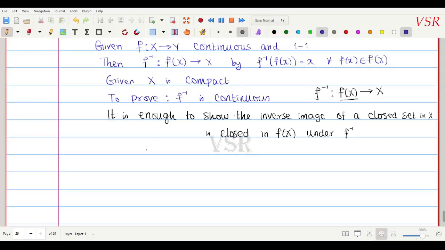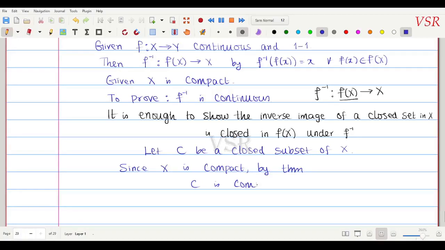Okay, so let capital C be a closed subset of capital X. Since capital X is compact, a closed subset of a compact set is compact, by theorem. So C is compact. I am using this theorem here: a closed subset of a compact set is compact.